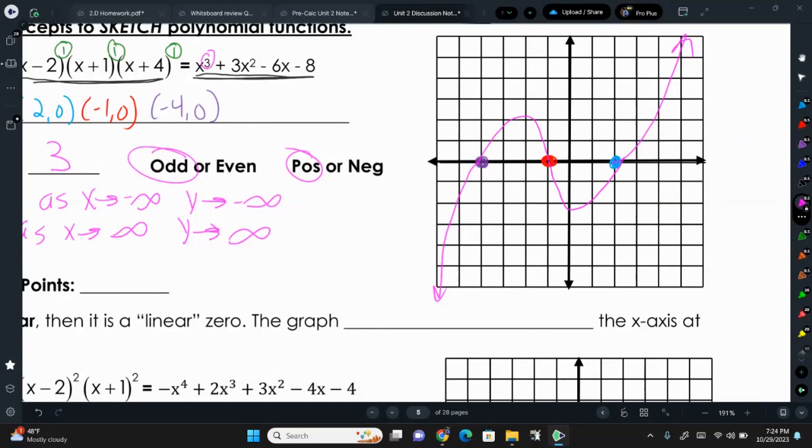Once we start doing more of these, it'll make a lot more sense why I cross the x-axis here, here, and here. Turning points. Turning points are where we have a minimum or maximum, or we change directions from increasing to decreasing. So our function is increasing, and then it decreases. So here is a turning point. Then our function is decreasing, and then it goes to increasing. So that's another turning point. We have two turning points.